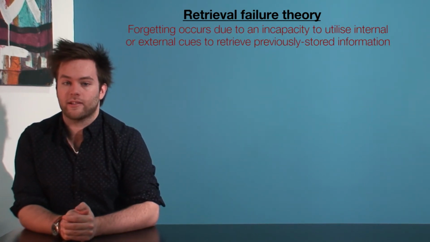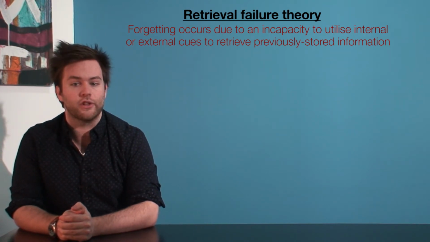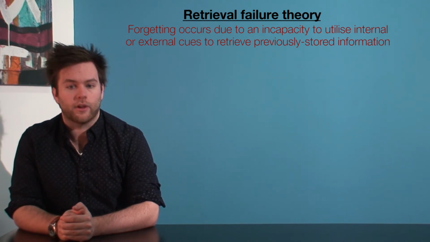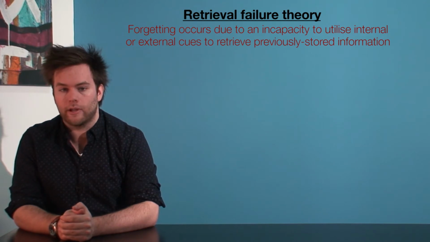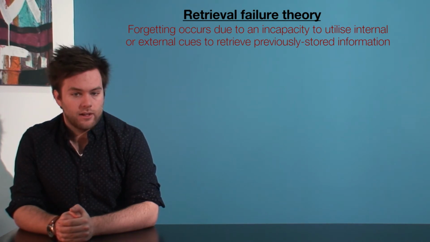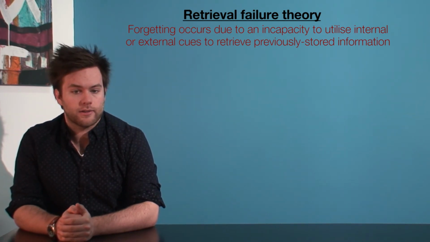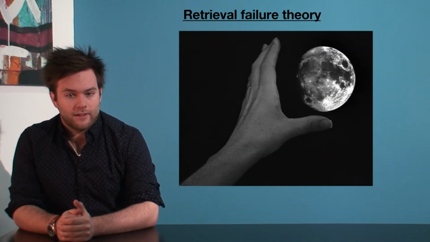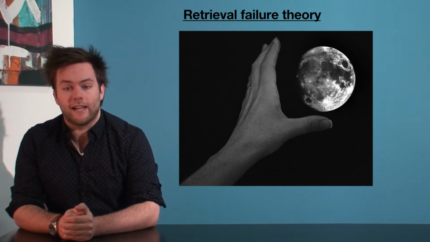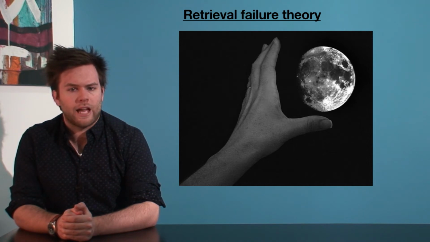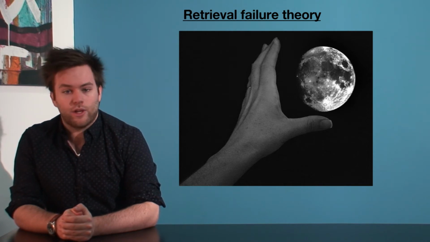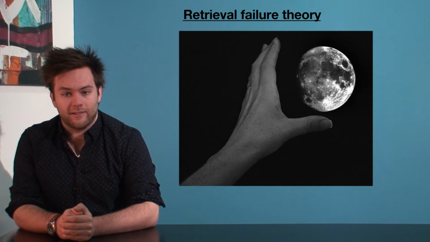Retrieval failure theory suggests that forgetting occurs due to an incapacity to utilize internal or external cues to retrieve previously stored information. The required information is sitting in memory somewhere, but we can't quite retrieve it, hence the name retrieval failure theory. Perhaps when you were young, you used to think that the moon looked particularly close, and tried to reach out and grab it. Despite the fact that we know the moon is there, we don't quite have the tools to retrieve it. The analogy ends there though. Whilst we won't ever realistically be able to retrieve the moon from the sky, we can retrieve information from our memory stores. When the cues become available, we can remember the information again.